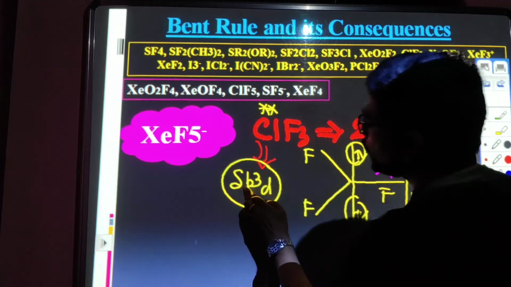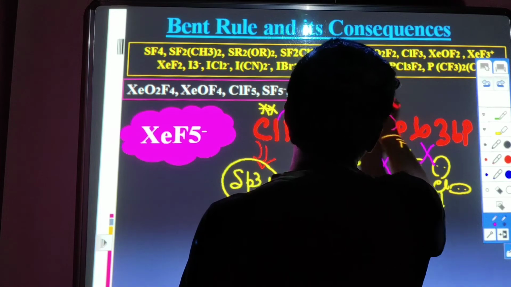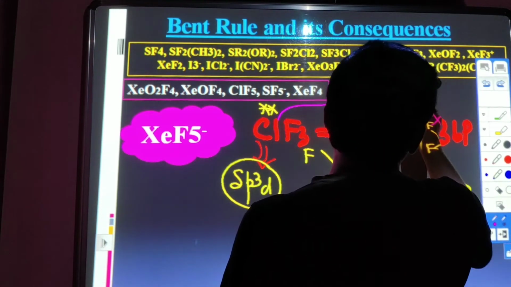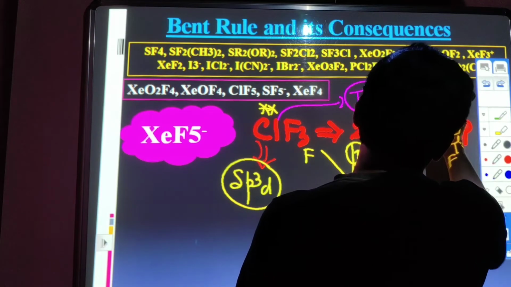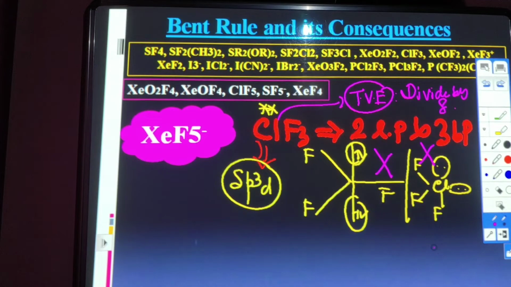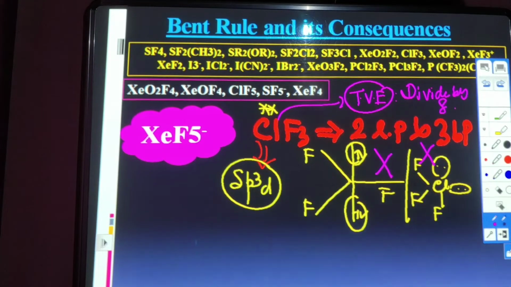In order to know the hybridization, you first calculate the total valence electrons, as I mentioned many times in my earlier videos, and then divide by 8. That will give you the number of lone pairs and sigma bond pairs. Okay, right? This is sigma.